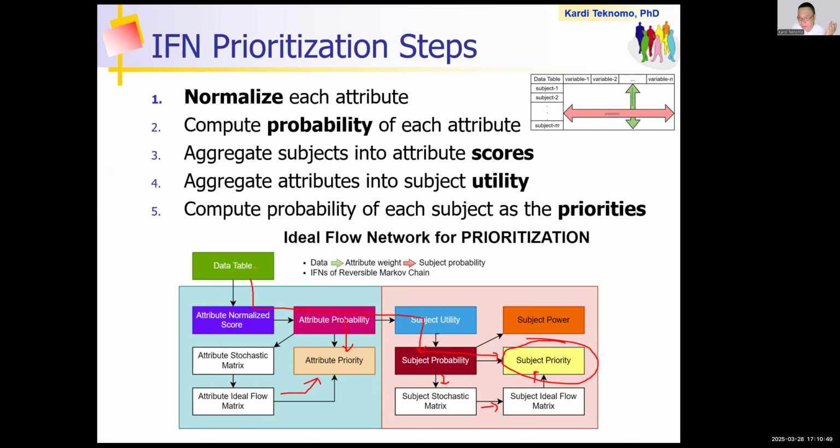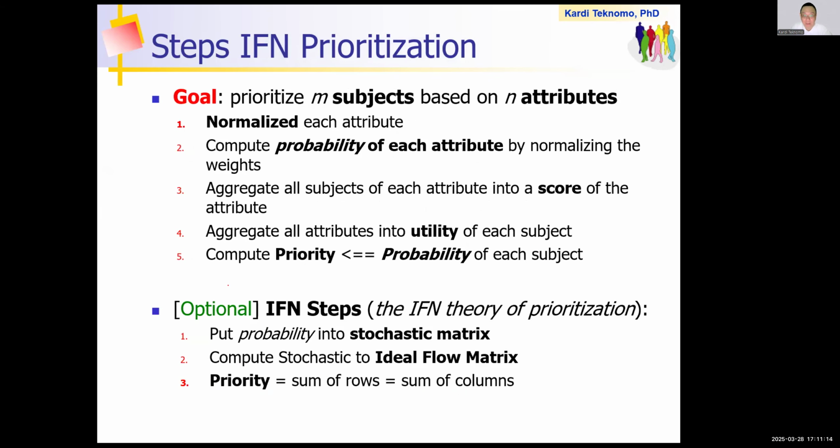So basically, the subject priority can be computed different ways. One is using the fastest way, this one, going here, or you can also use IFN. So the IFN is actually optional. So there I put it there.